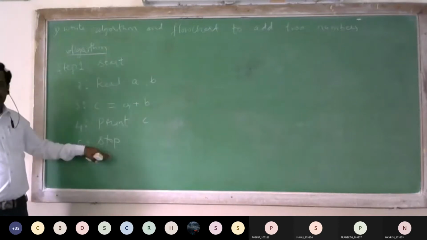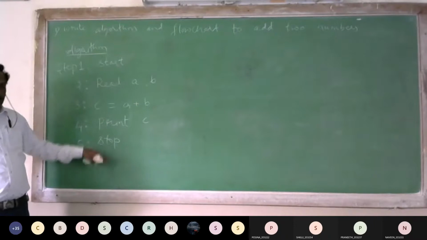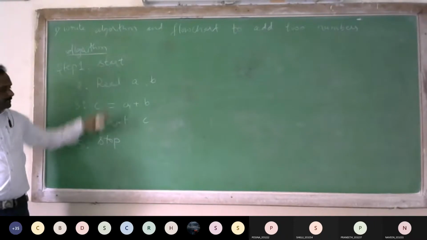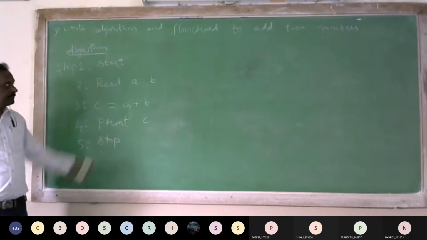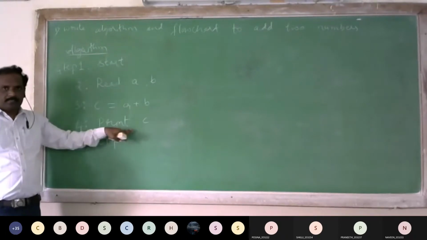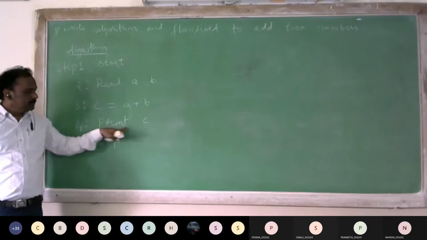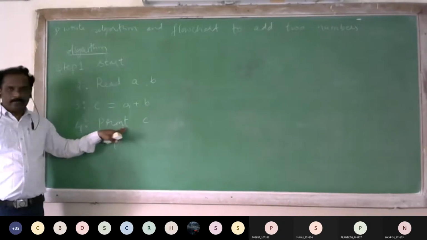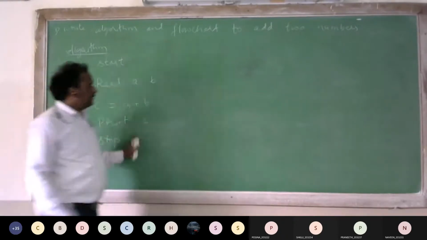The steps are the same as what I wrote yesterday. Start will always be the first statement, stop will always be the last statement. So these are the inputs, this is the calculation, this is the output. Yesterday I used display, here I am using print. Now I will write the flowchart.